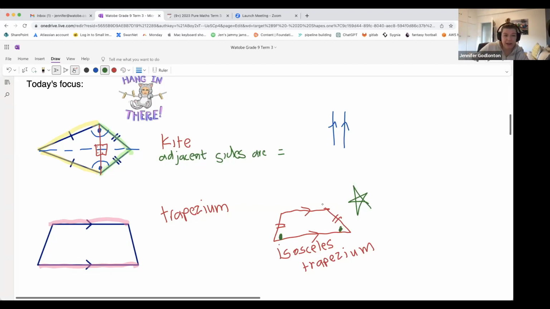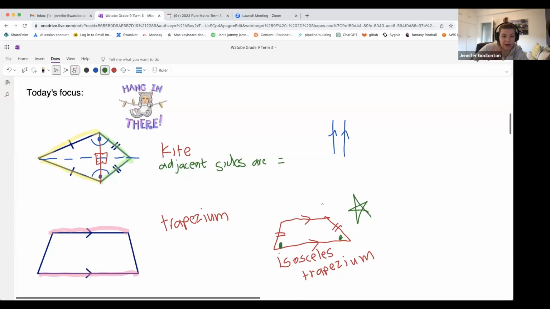Does anyone have any questions on what we have spoken about up until this point before we start doing some exercises? Let me know. If you're feeling lost or if you're feeling confused or you would like a little bit more of an explanation, just shout. Otherwise, we're going to jump into some questions. Cool. Okay.